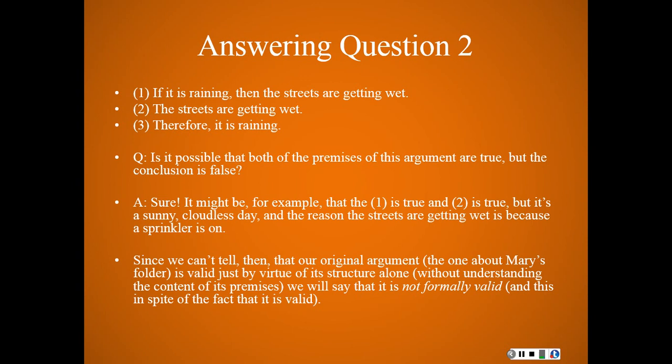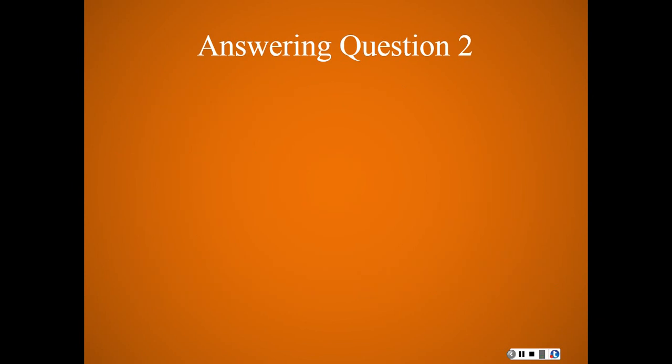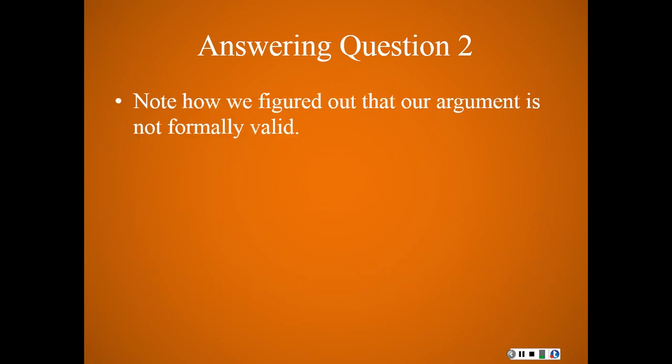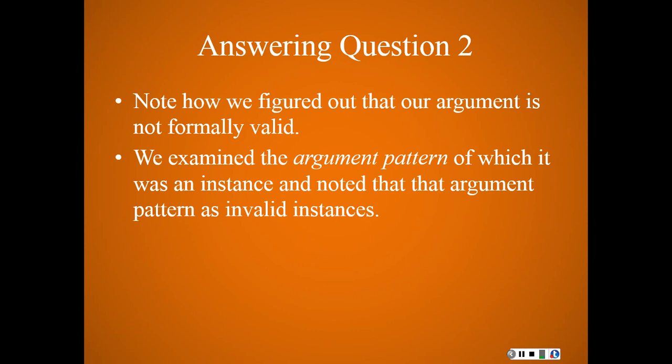The only way we can tell that the argument about Mary's folder that we examined originally is valid is by understanding what the premises mean and having some insight into what it is for a folder to be red all over and what it is for a folder to be blue all over. We can't tell just by examining the structure of the argument that it's valid. So that argument is not formally valid. It's not formally valid because we can't tell by its structure alone that it's valid.